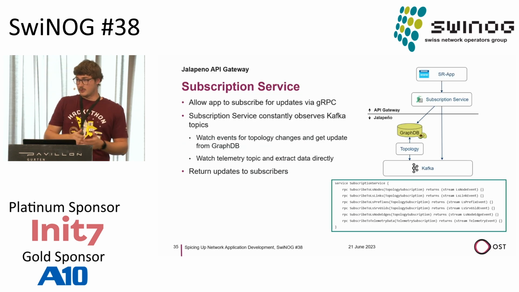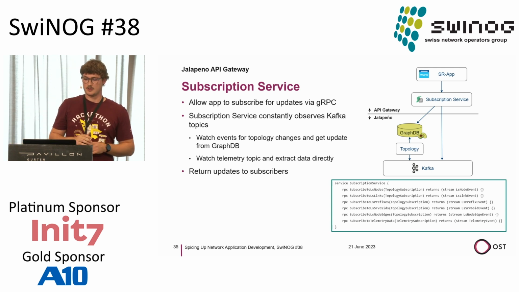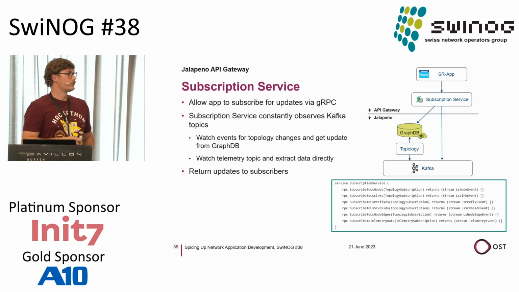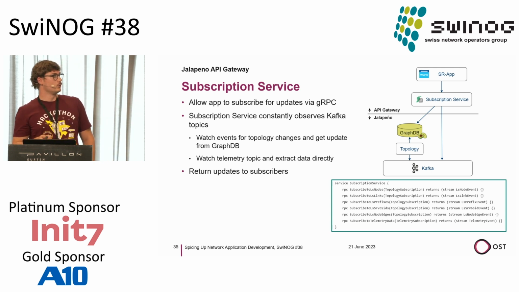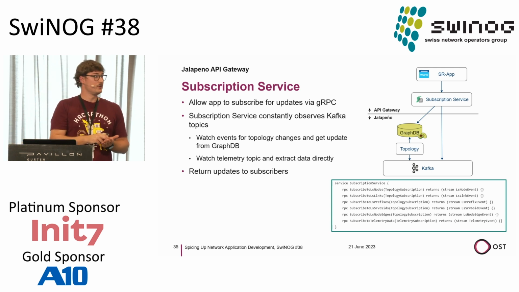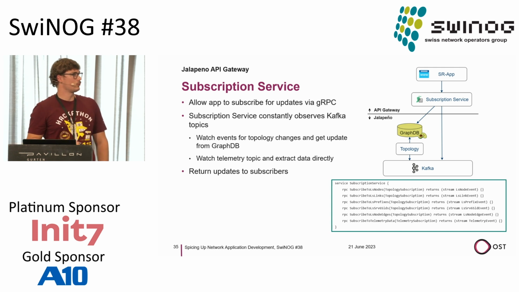Let's talk about the subscription service. The subscription service allows an application to subscribe for updates via gRPC. So how does it work? Basically, the subscription service watches for these events written by the topology processor on the different topics, and as soon as something gets updated, deleted, or added, it will receive this message and then grab the information, if it wasn't deleted, from GraphDB and return it to all applications which were subscribed.